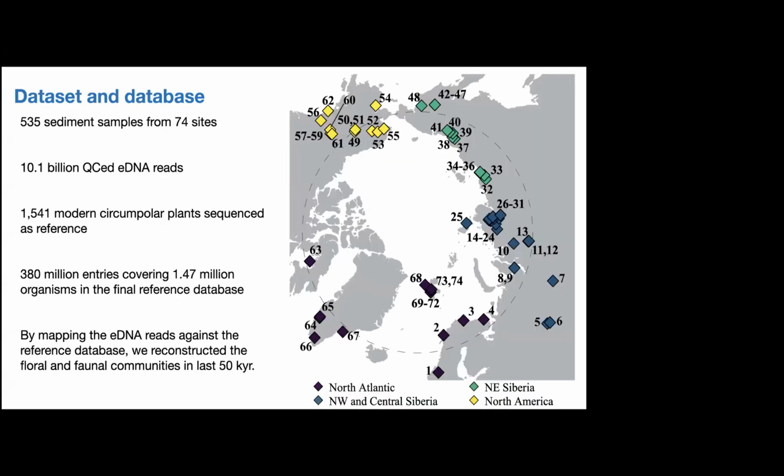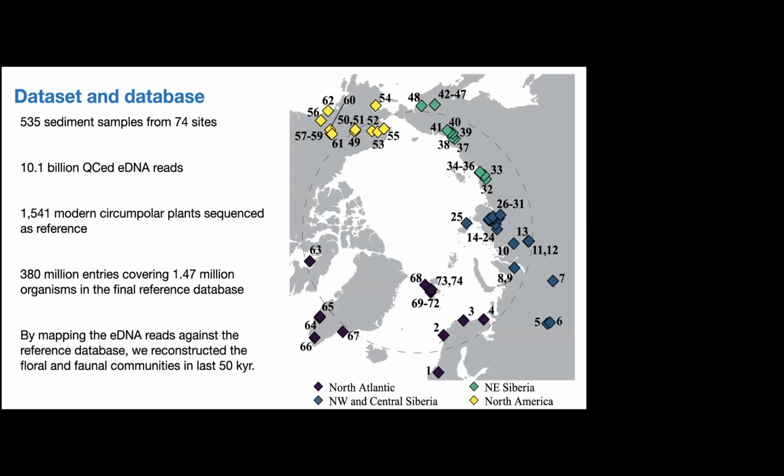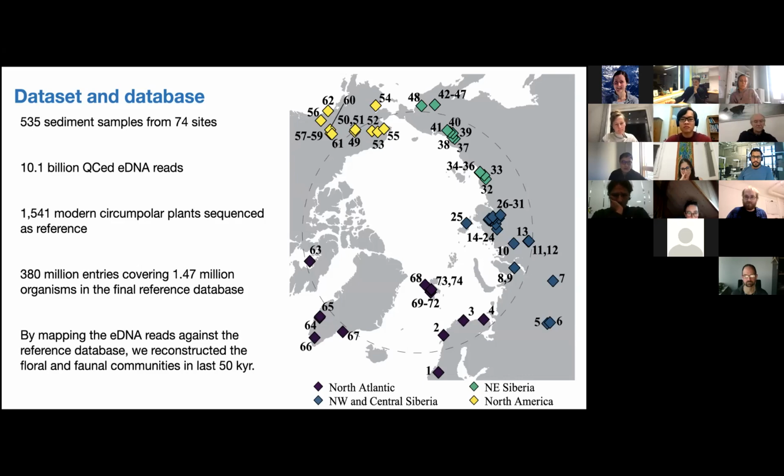So we collected more than 500 sediment samples from 74 sites across the Arctic. By shotgun sequencing the ancient environmental DNA preserved in the samples, we generated this eDNA data set, which contains more than 10 billion quality controlled eDNA reads. We also sequenced more than 1,500 modern Arctic plants to be used as reference. By adding these Arctic plant genomes into the public NCBI databases, we eventually generated a very comprehensive reference database, which contained more than 308 million entries covering more than 1 million different organisms. By mapping our eDNA reads against this huge reference database, we successfully reconstructed the flora and fauna communities in the last 50,000 years.